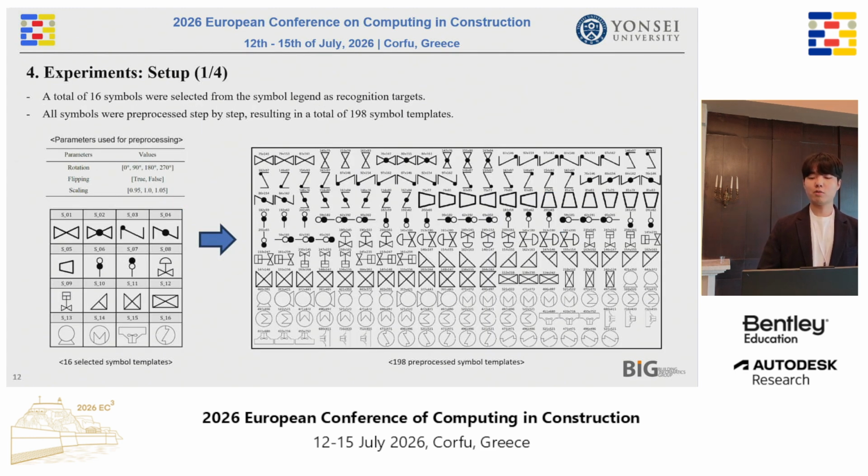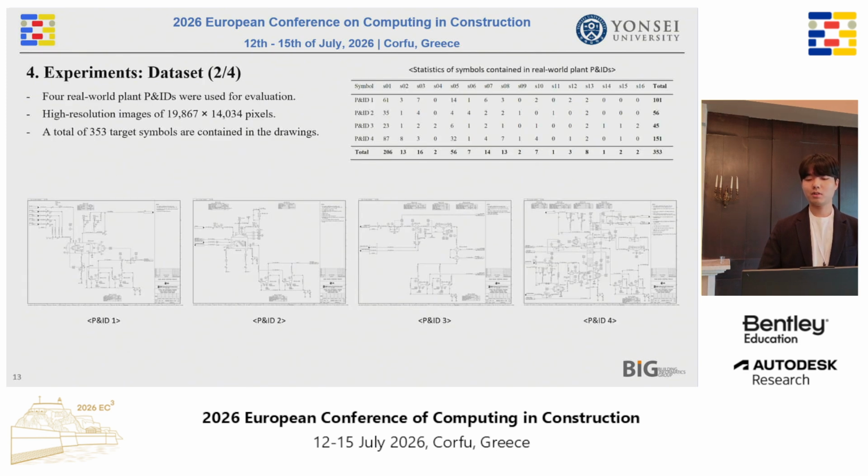Now let me show how we set up the experiments. A total of 16 templates were selected from the symbol legend as targets. Then all symbols were pre-processed, resulting in 198 symbol templates in total, shown on the right side. All experiments ran on a desktop PC with a CPU worker. And we used 4 real-world plant P&IDs from actual chemical plant projects. These high-resolution images, about 20,000 by 15,000 pixels, contain 353 target symbols in total.